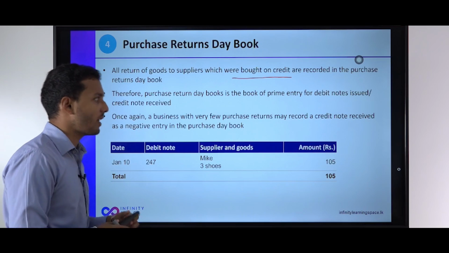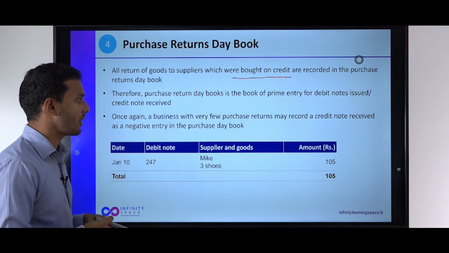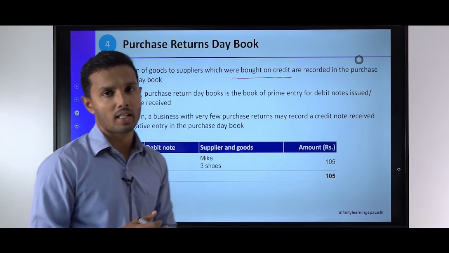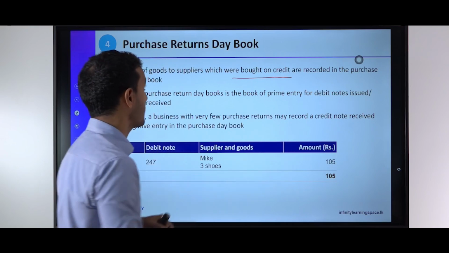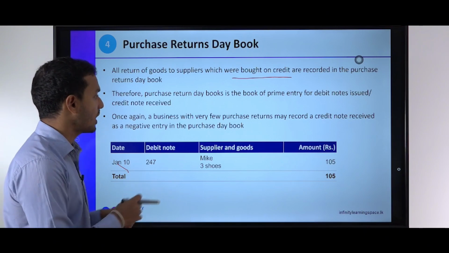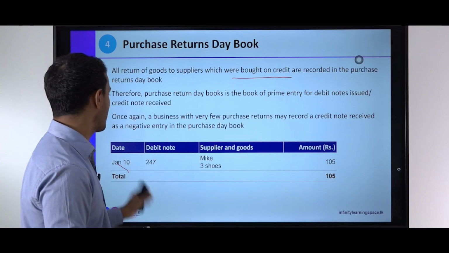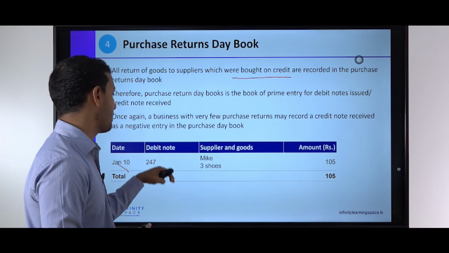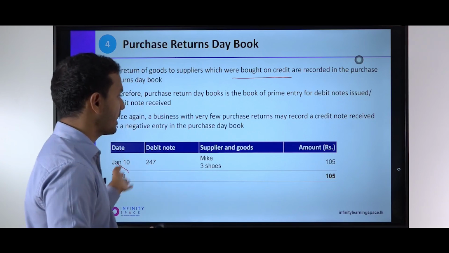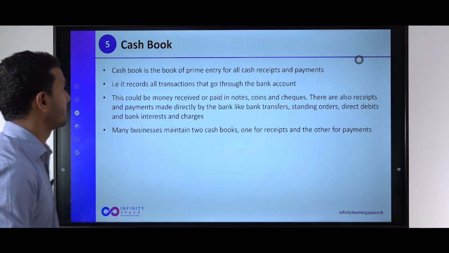Once again, a business with very few purchase returns may record a credit note received as a negative entry in the purchase day book, right? So again, if there are only very few purchase returns, instead of maintaining a separate purchase return day book, the business can record the purchase return as a negative entry in the purchase day book itself, right? So the format is again simple: date, debit note, supplier and the goods, and the amount. So we are returning 3 shoes to Mike. The value of them is 105, right?